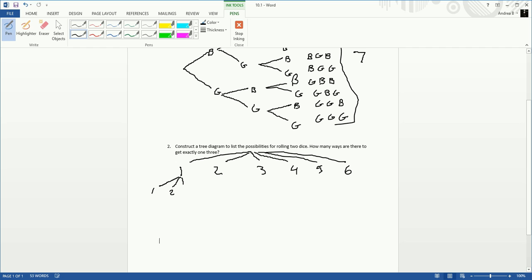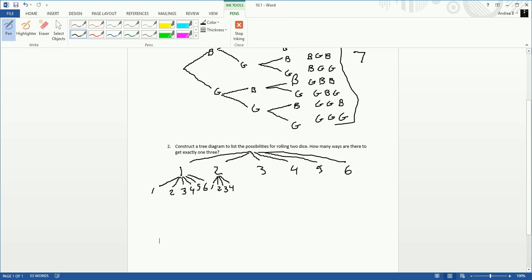And then just for the sake of time for the video here, I'm not going to list all of them out. You should get an idea from the first few what this should look like. So off of the 1, we've got 1, 2, 3, 4, 5, 6. Off of the 2, we'll have 1, 2, 3, 4, 5, and 6. And then same thing for each of these. That's what you would have for the tree diagram.